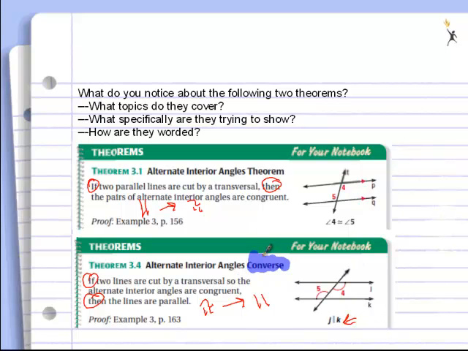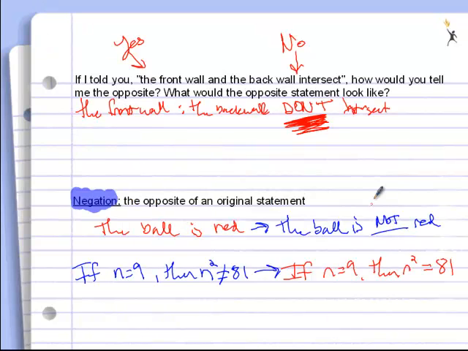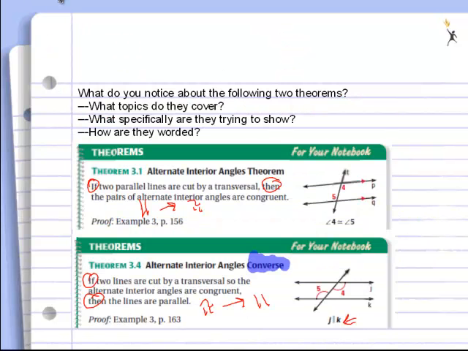The converse is like the opposite of. Okay? It's not the negation, where we're going from something to the not something. But converse means the opposite. We flipped a statement around. We went from parallel to congruent. The converse statement is going the complete opposite way.